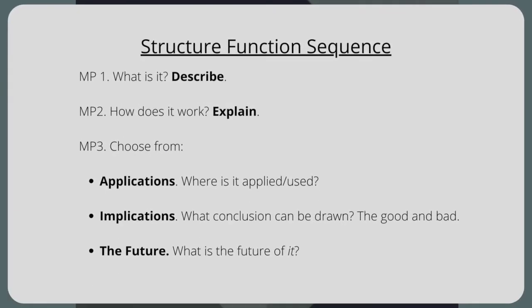So, main point 1, you are describing what it is that you are talking about. In main point 2, you go in depth and you explain how it works. And then if you have a main point 3, you can choose from one of the following: where it is being used or applied, what conclusions can be drawn, the good and the bad, and the future. What is the future of what it is you're talking about? So let's go over a few examples.